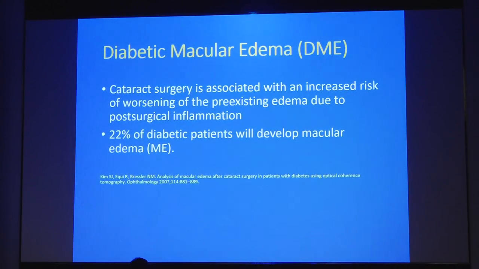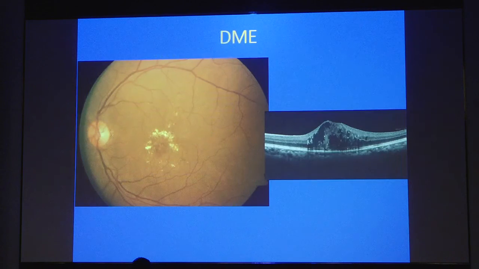The other most important condition we see nowadays is diabetes with cataract. Most of the patients will have some type of diabetes. So two things can happen. The patient can have diabetic macular edema before cataract surgery, and the patient may have a very mature cataract where we are not able to see. It is associated with an increased risk of worsening of the previous edema, and one study has shown that at least 22% of patients can develop macular edema.